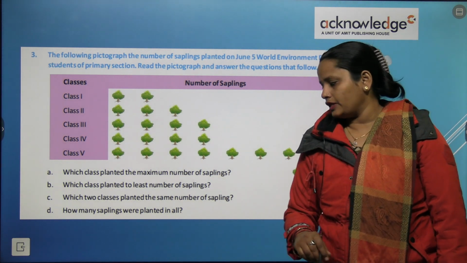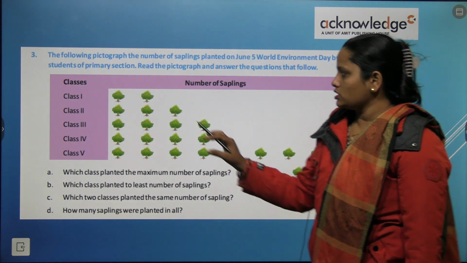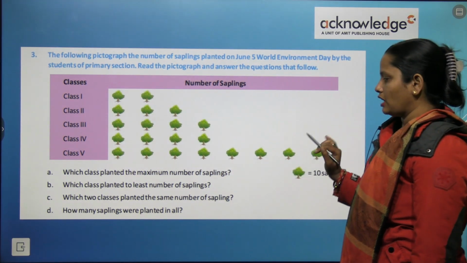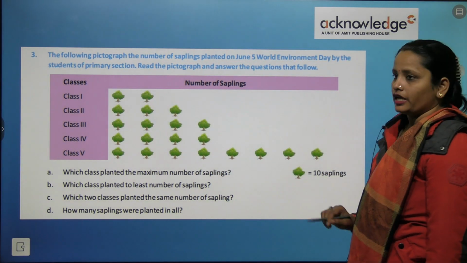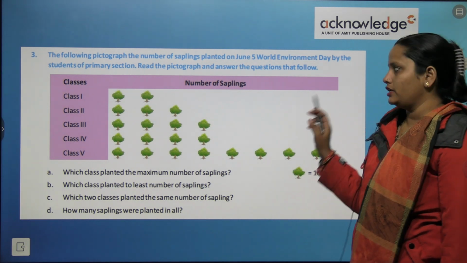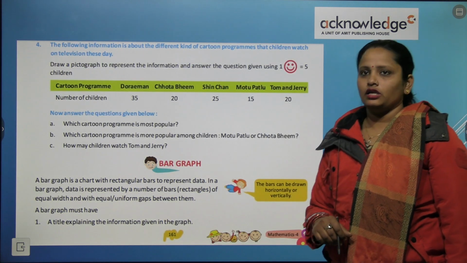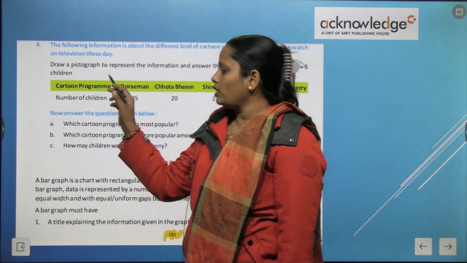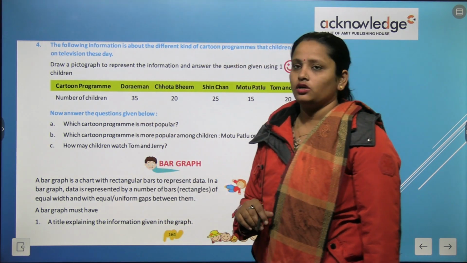Now how many saplings were planted in all? So ये total जितने भी आपको यहाँ पे trees दिख रहे हैं, इन्हें we have to count and we have to multiply it by 10. So we will get the total number of plants that were planted on that day. Now let's come to question number 4.